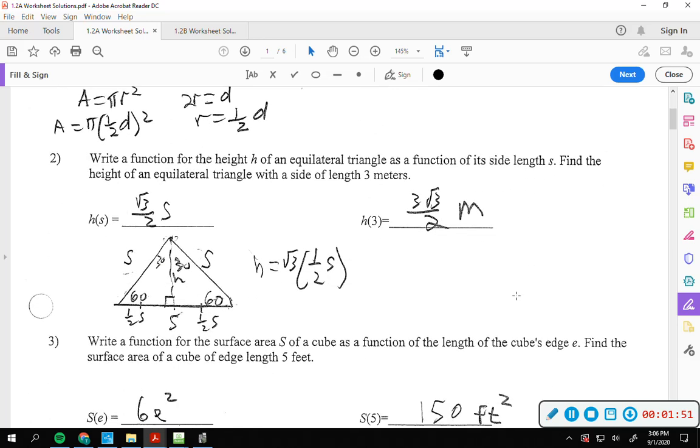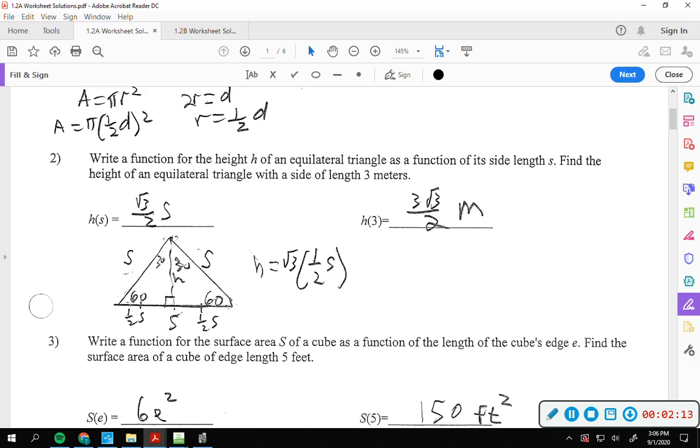And again, you can pause this video, work back and forth to get it written down, go back and listen to anything that I might say. Write a function for the height of the equilateral triangle as a function of the side length. Find the height of an equilateral triangle with a side length of 3 meters. So first of all, let's just draw an equilateral triangle.